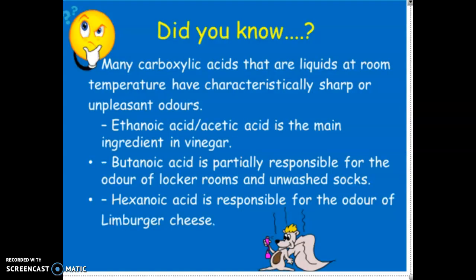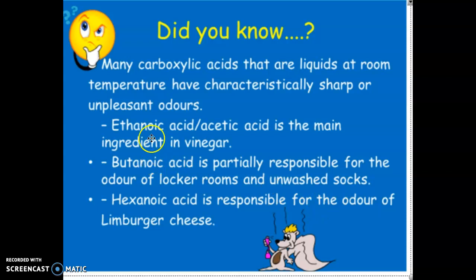Okay, so for just a few little fun facts. A lot of carboxylic acids we mentioned have a sour taste. But actually, the ones that are liquid at room temperature, which is the majority of them, have a very sharp odor, like a very distinct smell to them. So some of them are very unpleasant and some of them are okay.